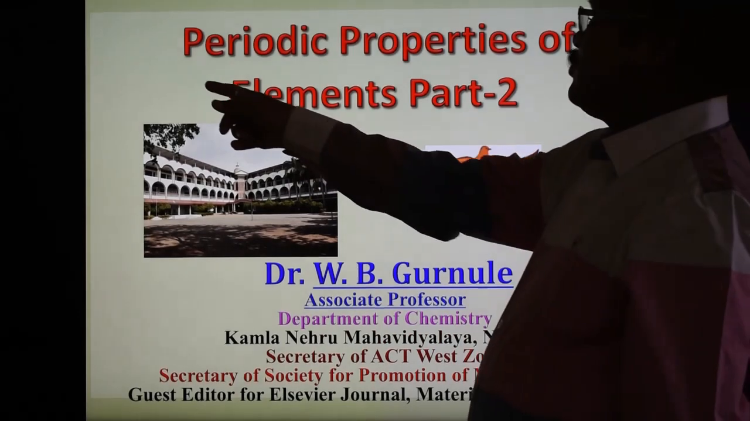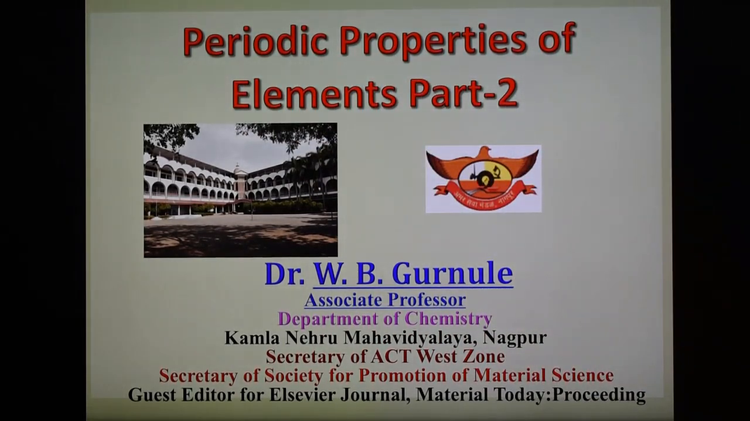Today I am going to discuss the second part of periodic properties of the elements, and here two properties we are going to see. One is electron affinity and second is electronegativity, and their variation in the period and in the group. And after that, two scales of electronegativity: one is the Pauling scale and the Mulliken scale. So today's topic is periodic properties of the elements, and this is part number 2.